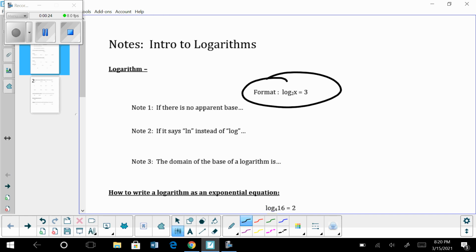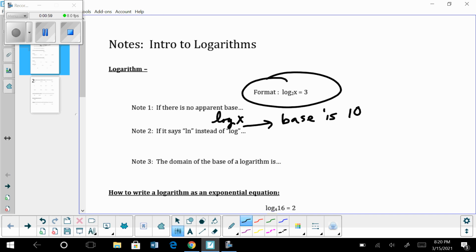and it's read log to the base 2 of x equals 3. If a base is not written, it's understood to be 10. Notice how this has a little 2 there, but if you would just see something like log x, what that's saying is the base is 10. It's kind of like when you're doing square roots, they don't always put the 2 outside the square root symbol. It's understood. Well, the base that's understood with logarithms is 10.